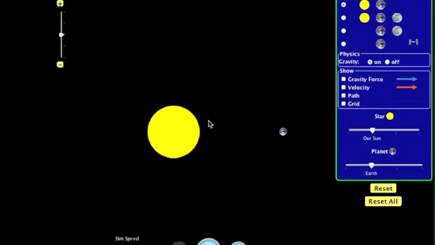Today we'll be focusing on gravity and orbits by using the Gravity and Orbit Simulation Lab. Today's learning objectives are: 1. Students will understand how gravity affects the motion of planets. And 2. Students will understand how the mass and the distance between two objects affect the gravitational pull.